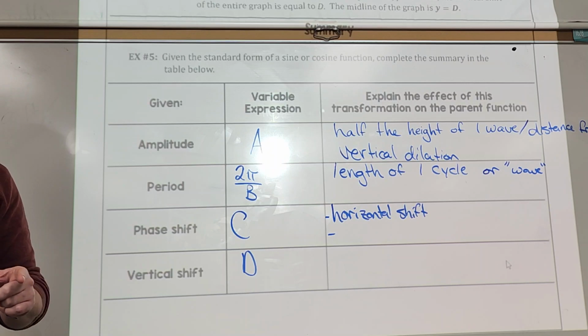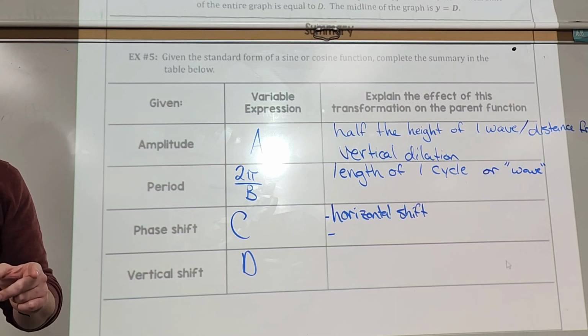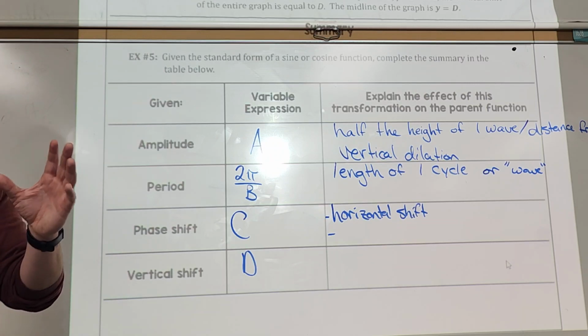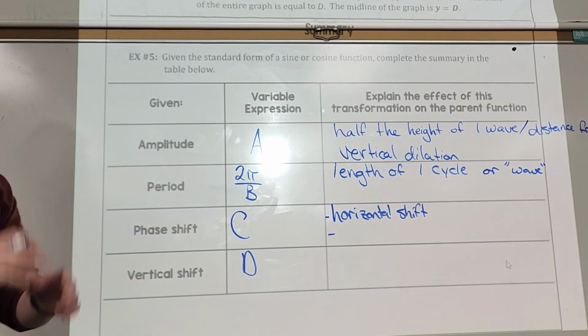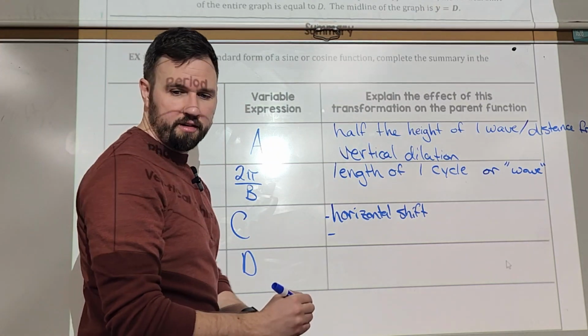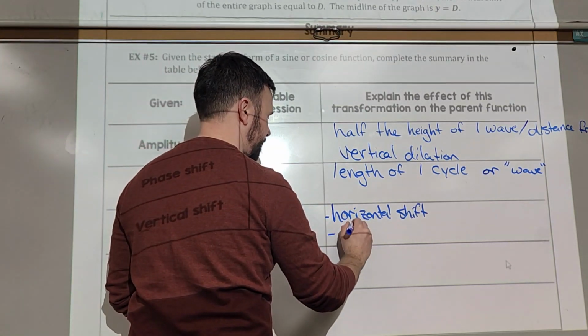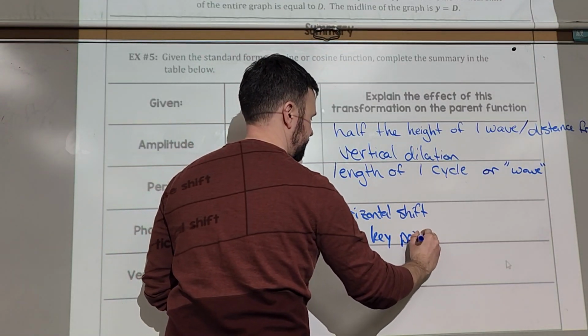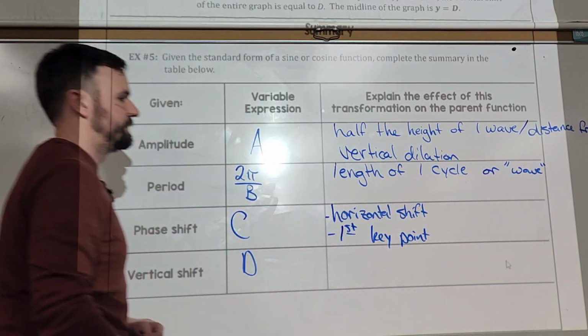If C was 2 pi over 3, that means I'm going, if it's positive, I'd go left and start my graph there, right? It tells us where to start our max or our intercept, right? So it also tells us the first key point of the 5-point method, right?